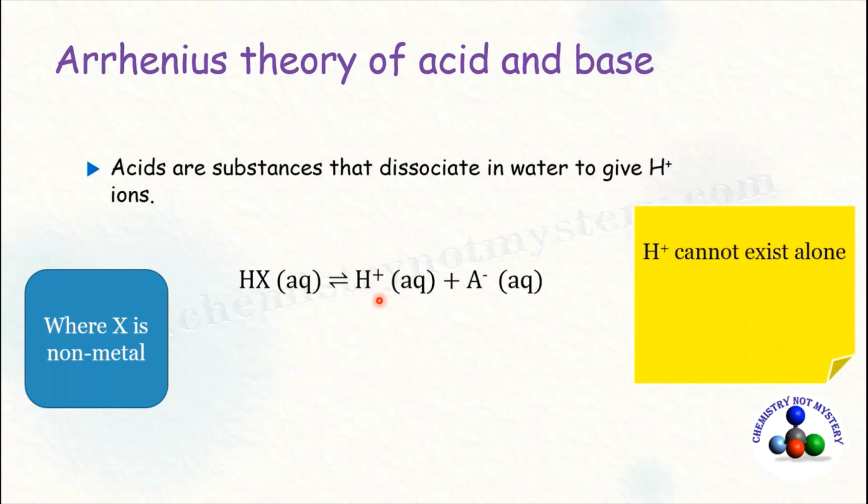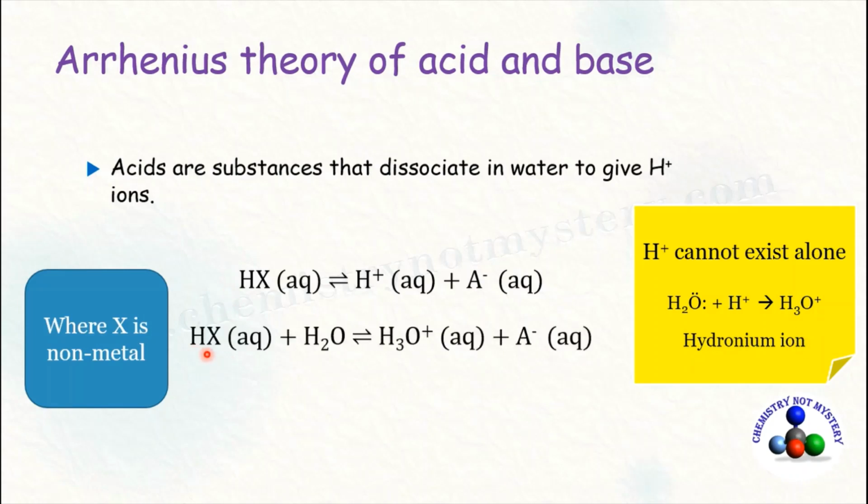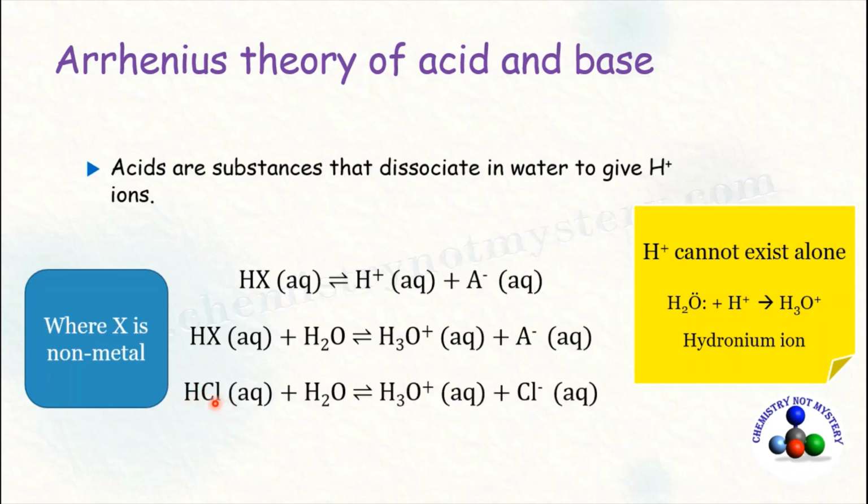H plus is very reactive, so it cannot exist alone. It combines with water to form H3O plus ion, that is hydronium ion. So we can rewrite this equation as HX aqueous plus water gives hydronium ion aqueous plus X negative aqueous. So let's take an example. HCl. When HCl forms aqueous solution in water, it gives H3O plus ion and Cl negative ion. Because HCl gives H plus or H3O plus ion in aqueous solution, HCl is an acid according to Arrhenius theory.